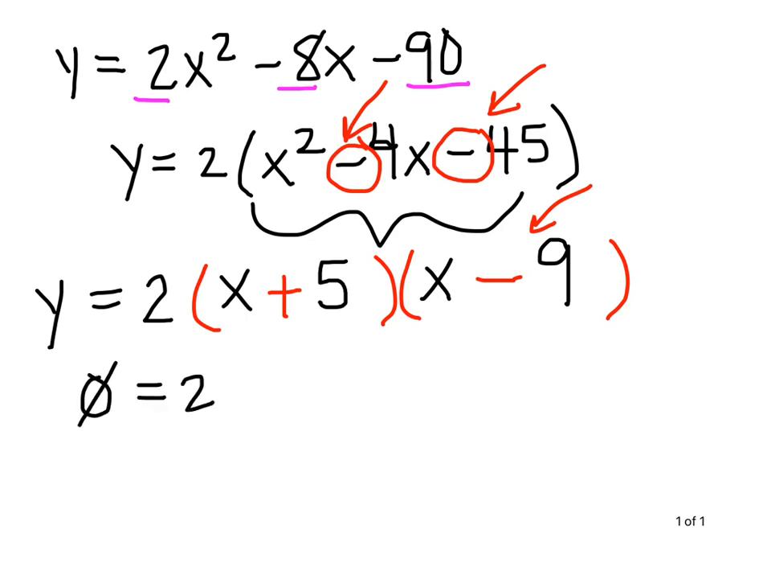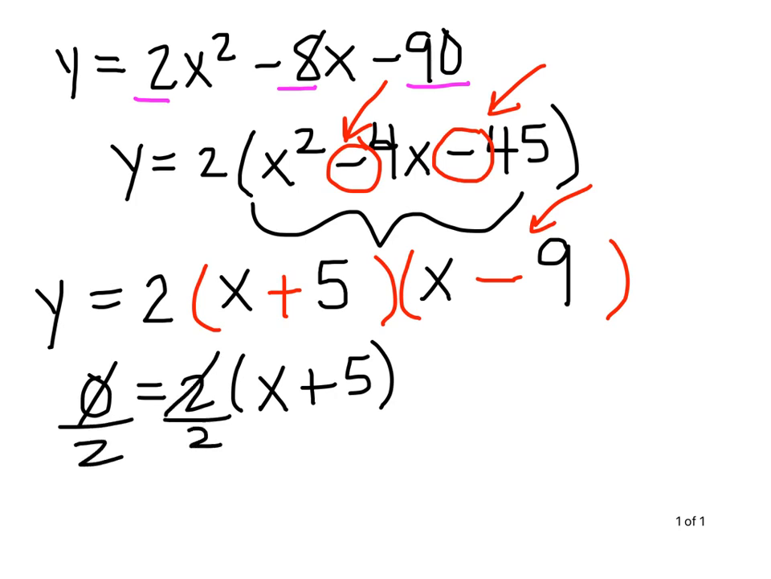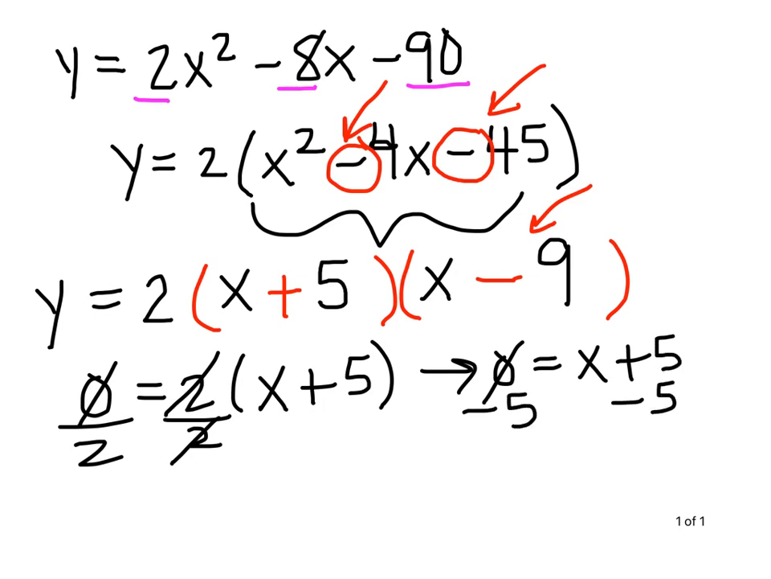So we'll just do the 2 in the first one. We have this equal to x plus 5. If we divide the 2 out from both sides, that cancels this out. We're left with 0 being equal to x plus 5. So we subtract 5 from both sides. That leaves us with x is equal to negative 5.